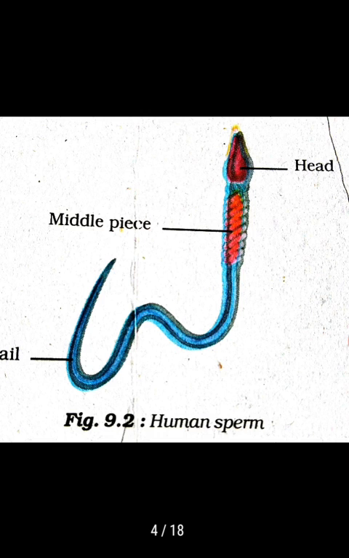So, these sperms, they are very small in size. Though they are very small in size, each has a head, a middle piece, and a tail. Each sperm is a single cell with all the usual cell components.